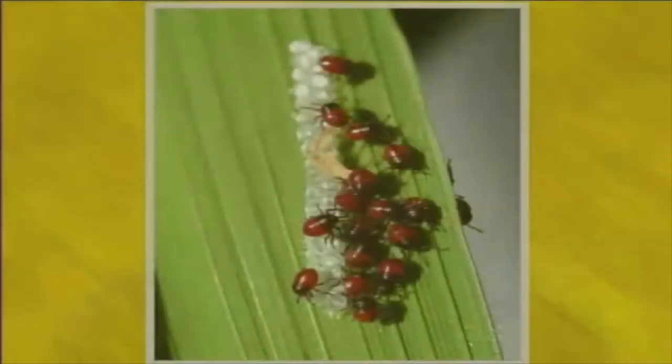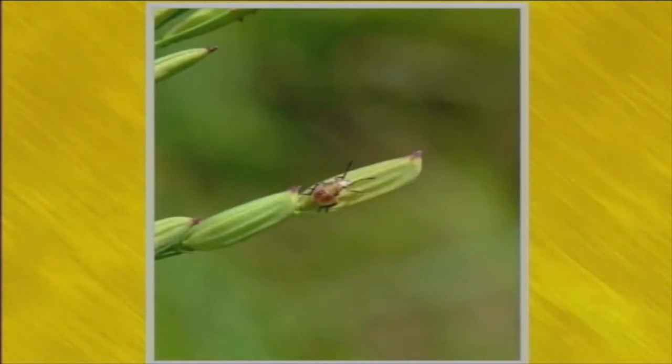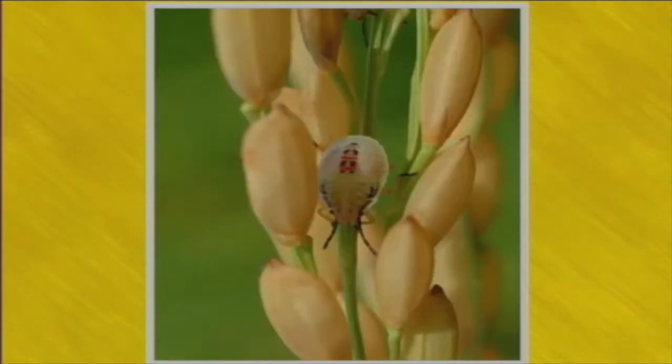There are 5 different instars of development, and the length of that whole life cycle varies depending on the temperature. It's typically going to be about 30 to 35 days for insects of this type. And the type of metamorphosis is referred to as incomplete metamorphosis or hemimetabolous development.